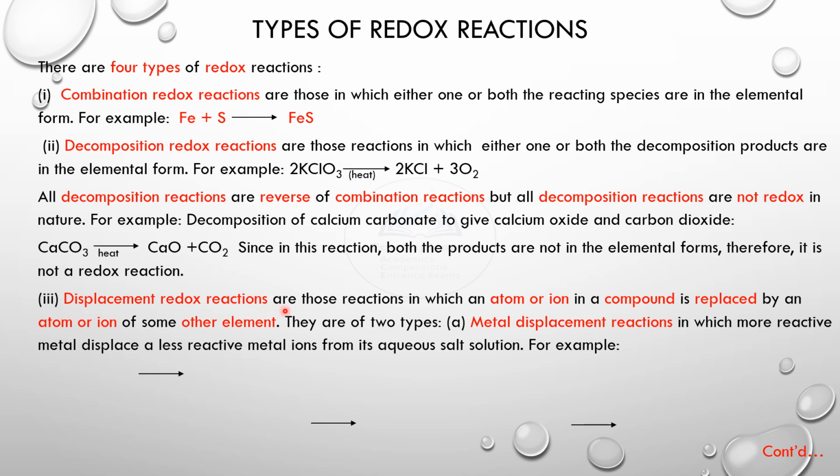Displacement redox reactions are those reactions in which an atom or ion in a compound is replaced by an atom or ion of some other element. They are of two types: metal displacement reactions, in which more reactive metal displaces a less reactive metal ion from its aqueous salt solution. For example, zinc plus aqueous copper sulfate gives zinc sulfate aqueous plus copper.